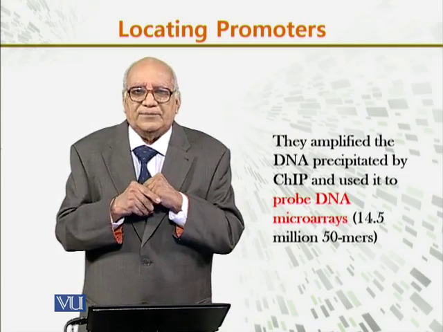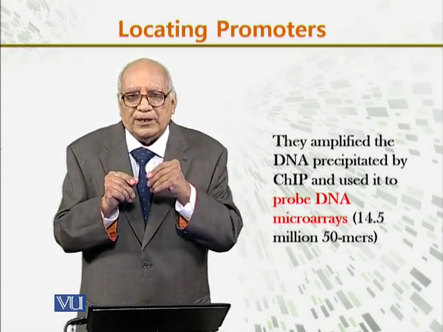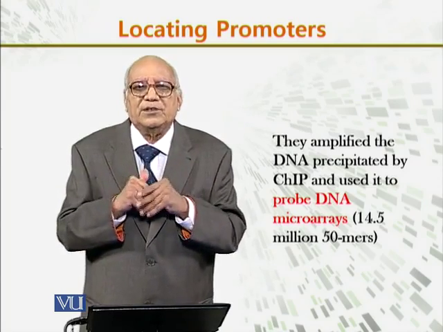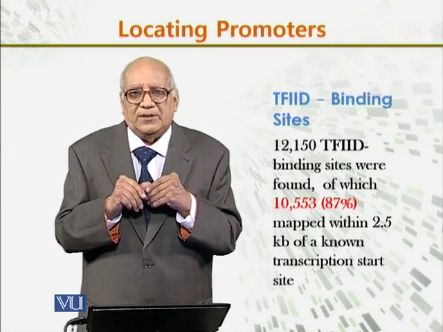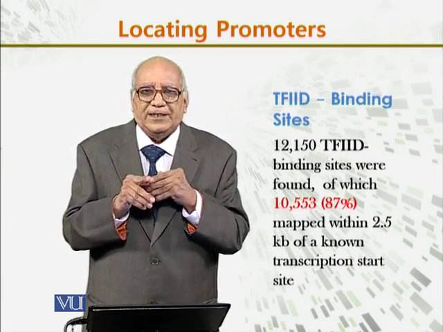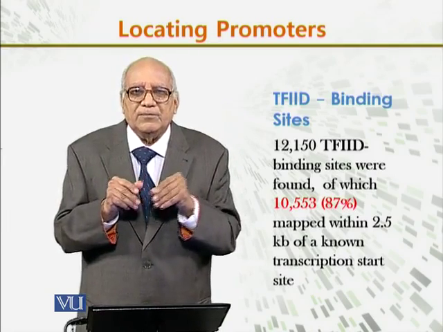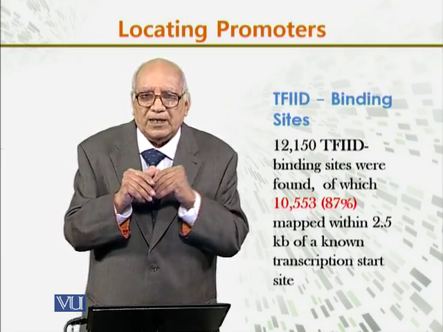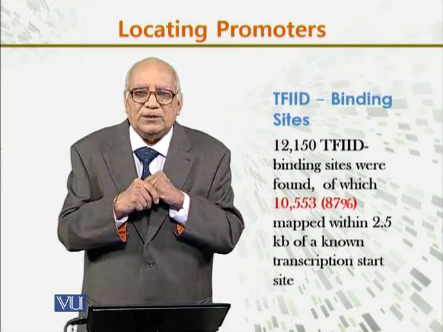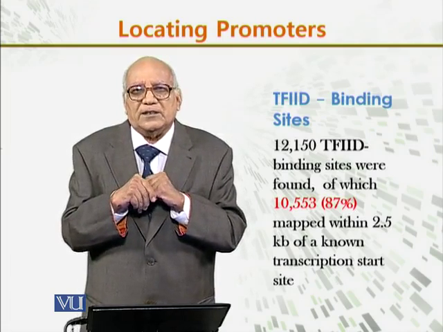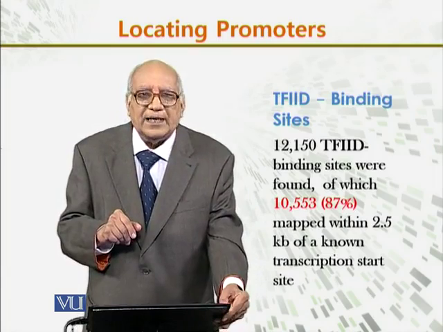Now, they amplified the DNA precipitated by ChIP and used it to probe a DNA microarray of 14.5 million 50-mers. 12,150 TFIID binding sites were found, of which 10,553, that is 87%, mapped within 2.5 kilobases of a known transcription start site.